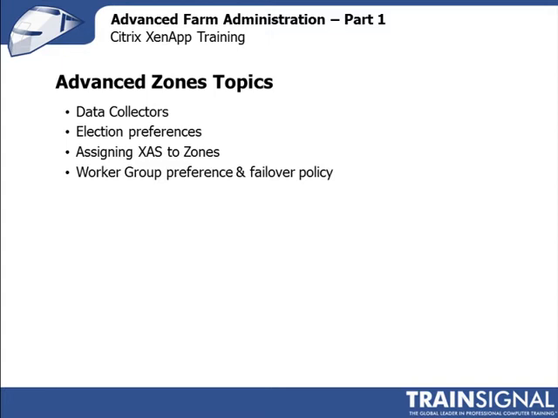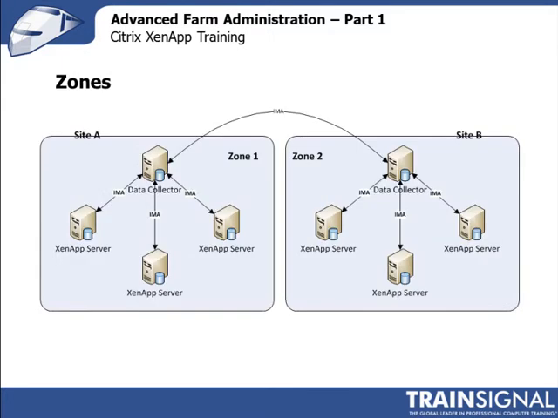By default, when you're installing XenApp, when we went through that exercise, you saw that there was a place where you can assign a server to a zone, or you can create a zone if you wanted to. What I'm going to show you now is, if you wanted to move servers between zones, where do you go about doing that? Then we're going to talk about worker group preferences and failover policy. Now, for those of you that are familiar with XenApp, you'll know that this used to be zone preference and failover policy. Let me go back to my graph for a second here.